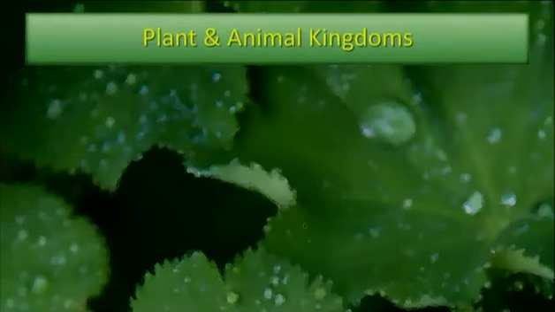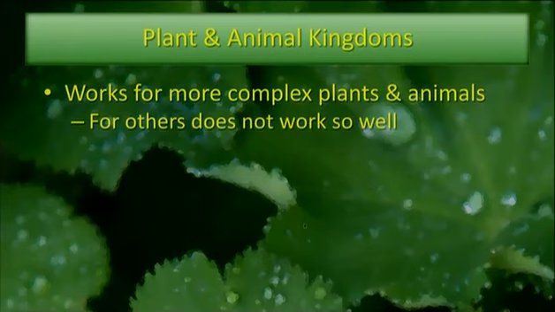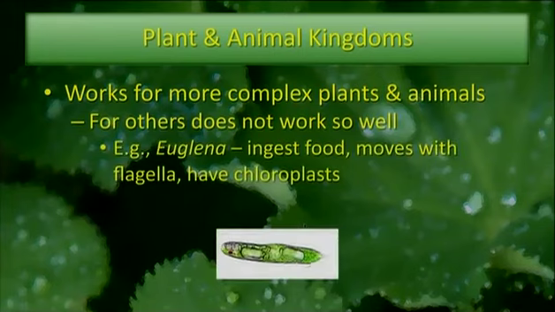Now, the first classification was into 2 kingdoms. You had the plant kingdom and the animal kingdom. This is a system that works for the more complex plants and the more complex animals, but for other organisms it doesn't work as well. For example, you have an organism known as Euglena, or the euglenoids. There are 300 species of euglenoids. These are microscopic single-cell organisms.